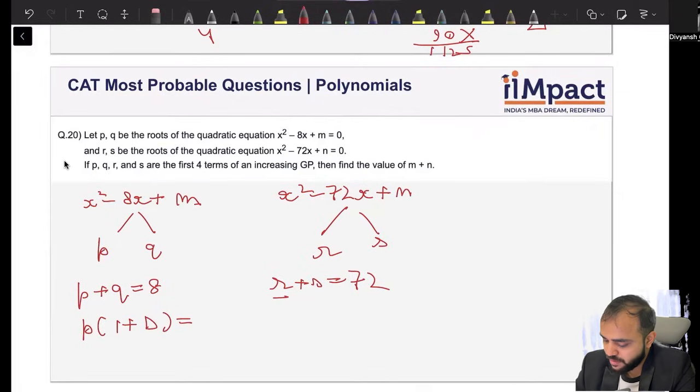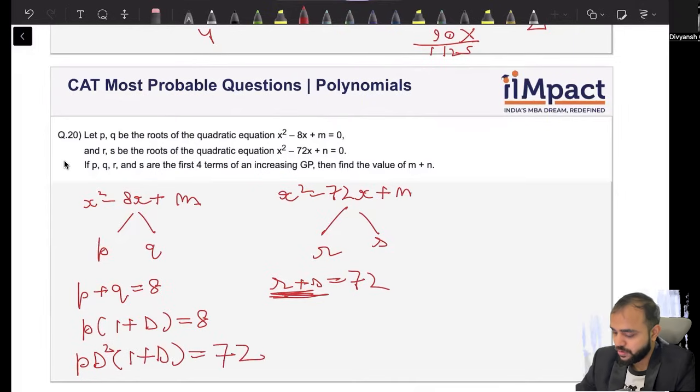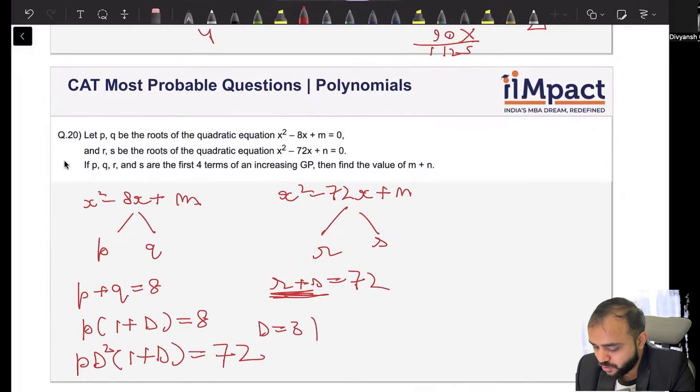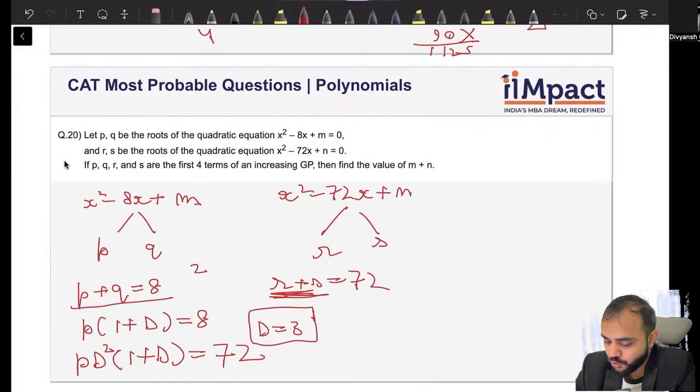P times 1 plus D is equal to 8. And here, if I take PD square common, I'll get 1 plus D is equal to 72. So if I divide, I'll get 1 by D square as 9, or D is equal to 3. So the common ratio is 3, which means P will be equal to 2. So the terms are 2, 6, then 6 into 3, 18, and then 18 into 3, 54. These are the four terms that I have.